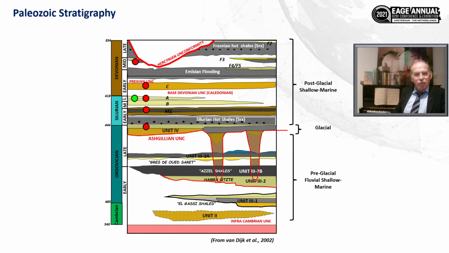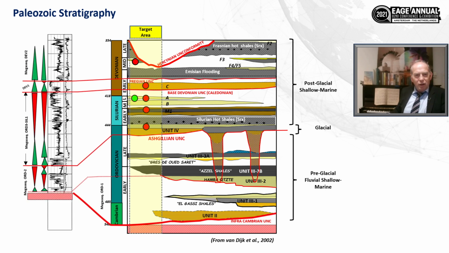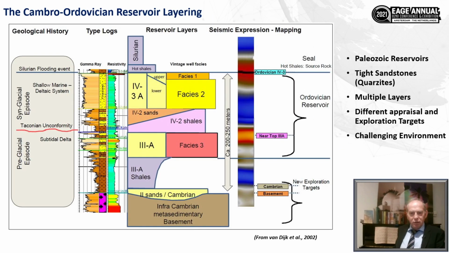The Paleozoic stratigraphy of the area: we can clearly distinguish the Ordovician sequences with channels related to glacial environments, the Silurian hot shales and the Silurian reservoirs, indicated in the area of study, and how these different sequences are expressed in the well logs. A diagram of the subdivision of the Ordovician reservoir in layers based on the recognition of different phases, with on the right side a correlation with the seismic expression, and on the left side how they are expressed in a type well log.